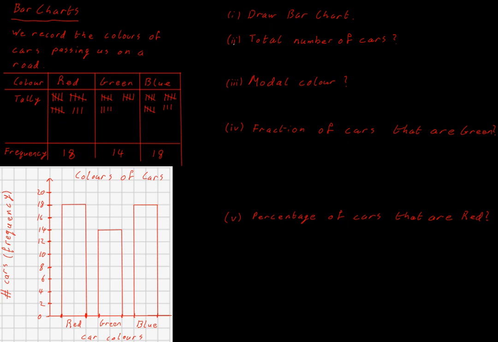Now let's go on to our next bunch of questions here. The total number of cars. Well, we have a frequency table drawn here, so that's very easy. We just add up the frequencies. If we saw 18 red cars, 14 green cars, and 18 blue cars, to find the total number of cars, we just add 18, 14, and 18. That's all of the cars that we saw. So we just add up our different frequencies in order to find the total number of cars.